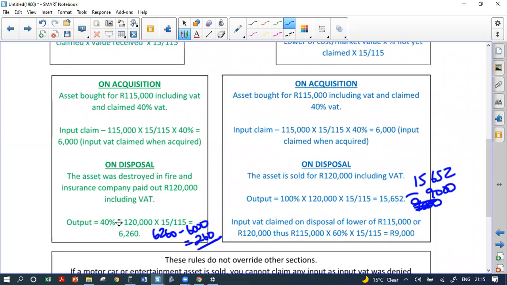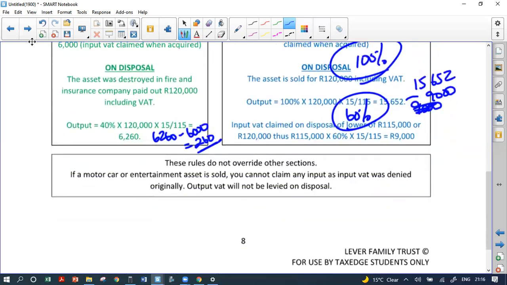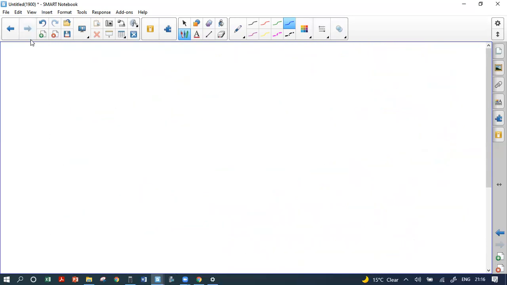So you guys need to just understand that they don't want to penalize you if you're paying a salary to someone or there's an involuntary disposal. But if you choose to sell it of your own accord, output VAT on 100%, input VAT here on the 60 that you didn't claim. And in this way, SARS gets far more money when they do something. So you just need to bear that in mind.